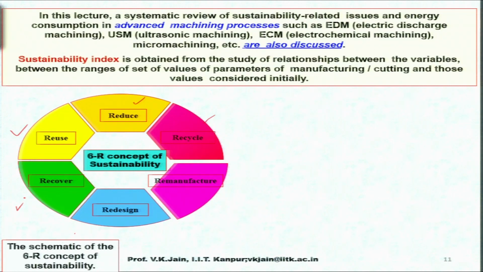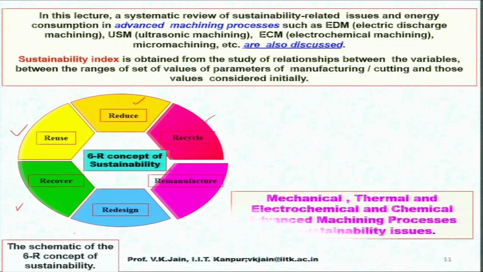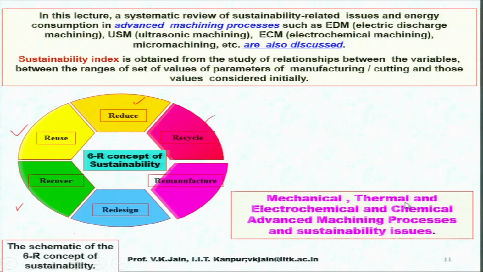So these are very important issues for sustainability. There are various types of advanced machining processes with reference to which I am going to discuss this issue, and they are mechanical type advanced machining processes, thermal type advanced machining processes, electrochemical and chemical type advanced machining processes, and then related sustainability issues. Some of them I will discuss in this lecture.